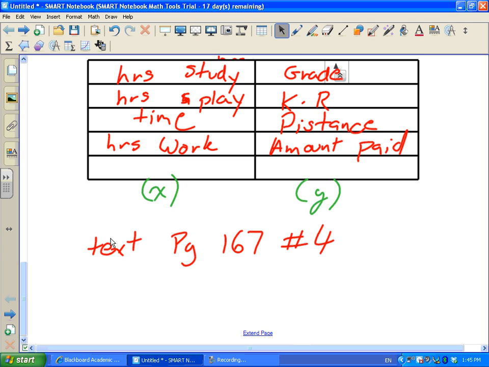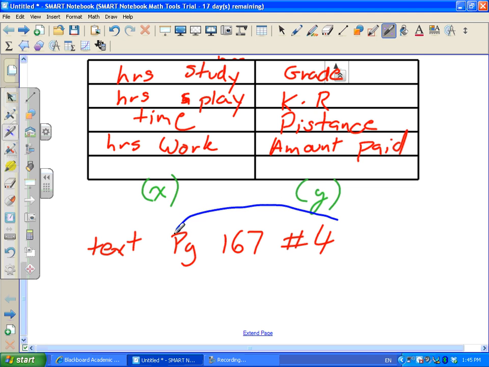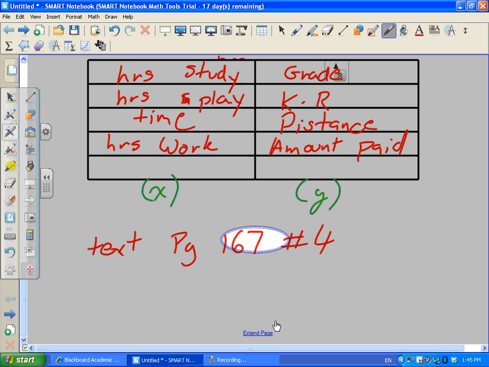Okay, so I want you guys now to work on text page 167, number 4. I'll give you about 10 minutes to work on this. Okay? Get this down.